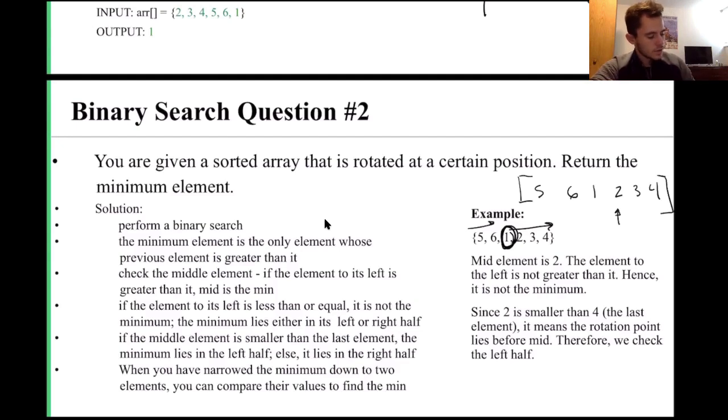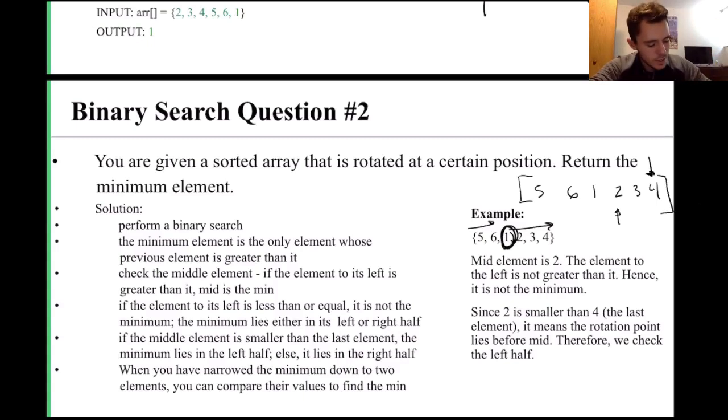So here's where we have to perform a few more checks. We're going to check, okay, is the element here, our middle element, smaller than our last element, which in this case is the 4? If it is, then the minimum has to lie somewhere in the left. If it's greater than 4, the minimum has to lie somewhere on the right. We're going to basically just keep narrowing down here.